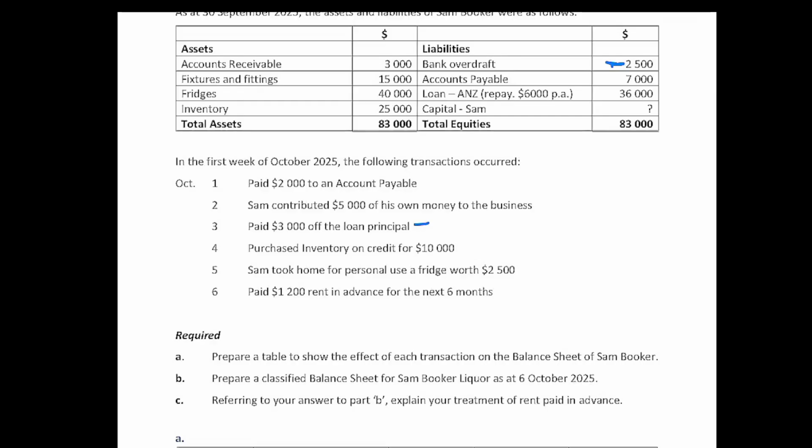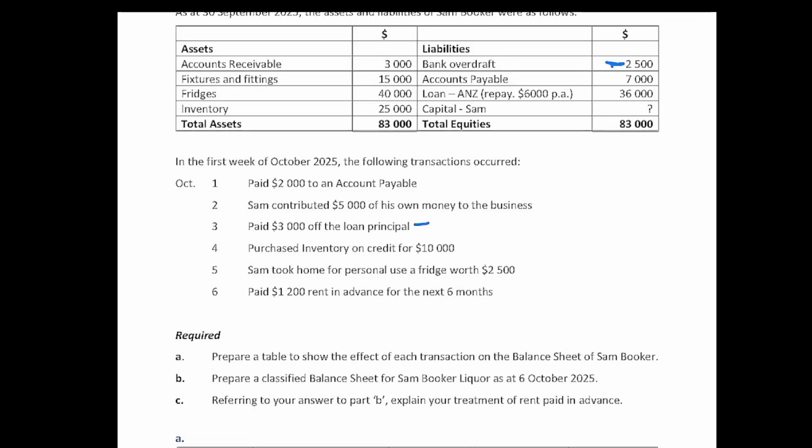Then pay 3,000 off the loan principal, what happens? Loan decreases 3,000, cash at bank also decreases 3,000. They purchase inventory on credit. Inventory increases and accounts payable increases, both increase 10,000. Some people ask me about GST, yes, we haven't started GST, but we are starting GST next week.